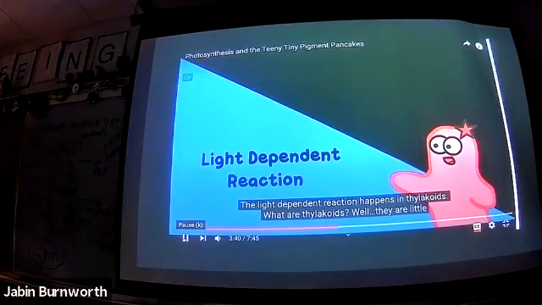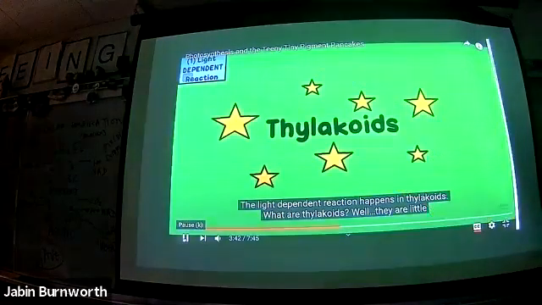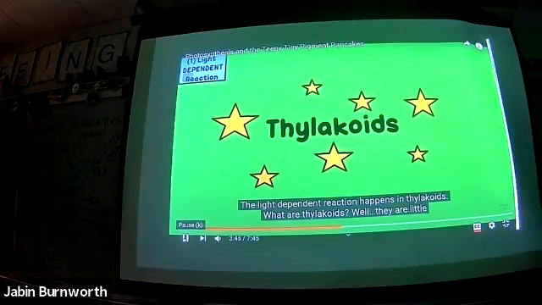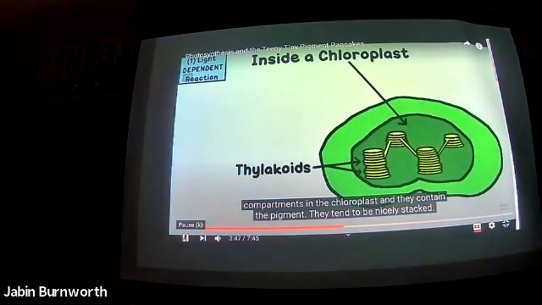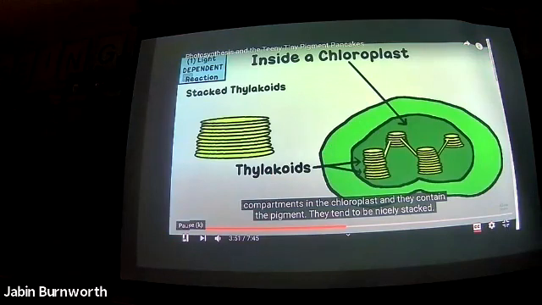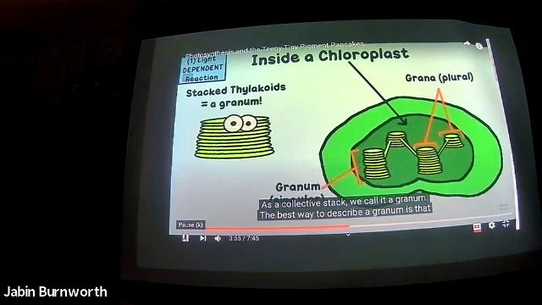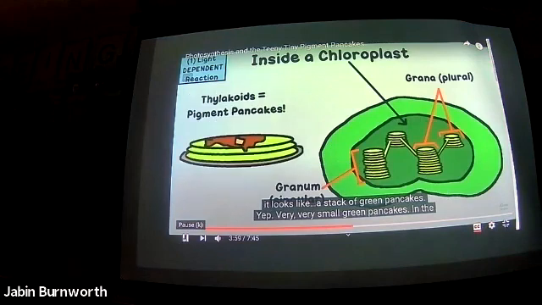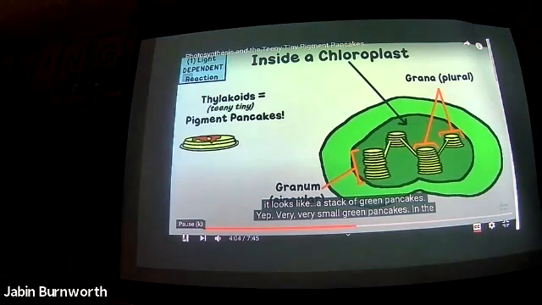The light-dependent reaction happens in thylakoids. What are thylakoids? Well, they are little compartments in the chloroplast, and they contain the pigment. They tend to be nicely stacked. It's a collective stack, we call it a granum. The best way to describe a granum is that it looks like a stack of green pancakes. Very, very small green pancakes.